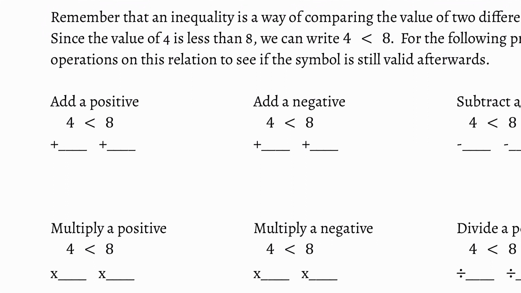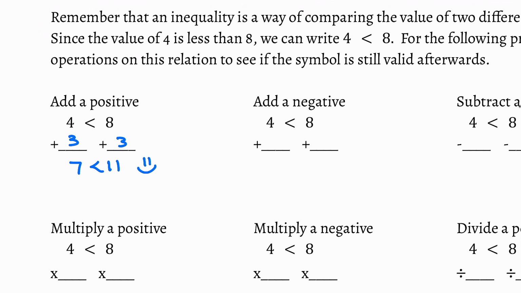If I add a positive number to both sides, let's say I add 3 to both sides. I know 4 is less than 8, but when I add 3 to both sides, I get 7 and I get 11. Is 7 less than 11? That still holds. Even though I added 3 to both sides, I still get a true statement.